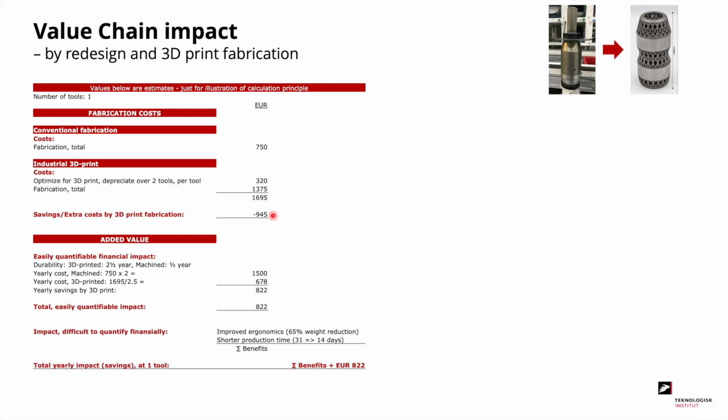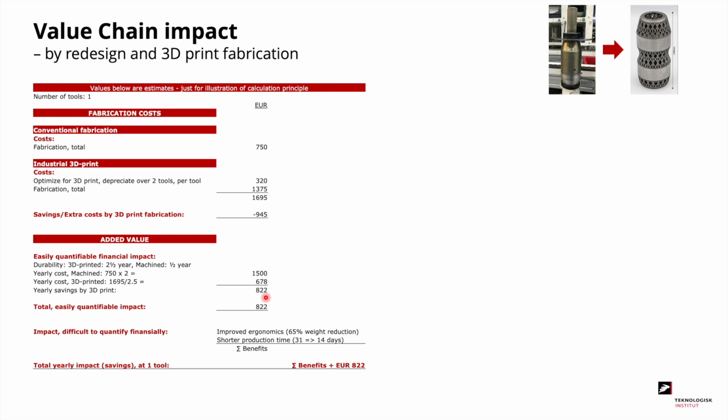Why should we then 3D print? Therefore, we have to look at the added value, because the picture changes when you include the durability of the tool. And look at the yearly cost. The durability is namely 2.5 years for the 3D printed and just a half year for the machined. So the annual cost for the machined will be 1,500 euro, while for the 3D printed version it will be 678 euro. So you have a saving of 822 euro.